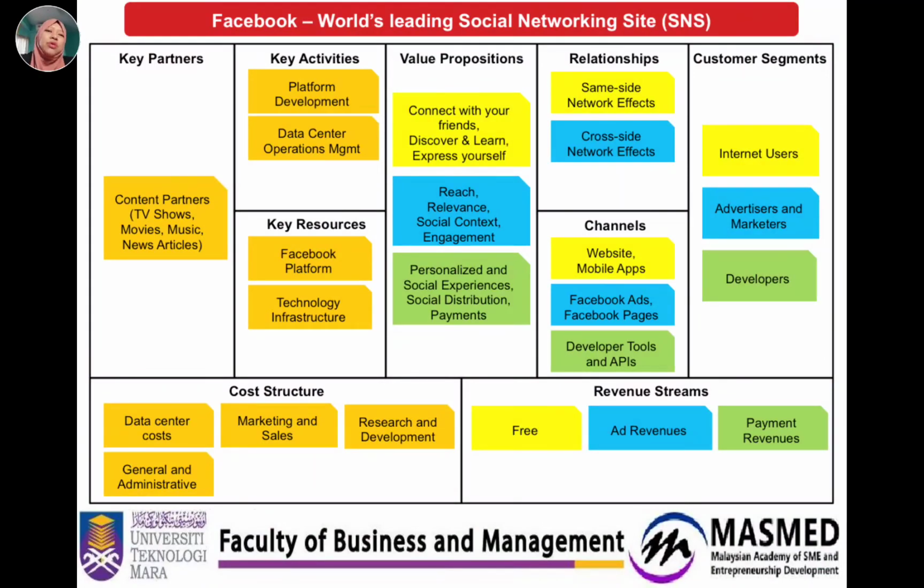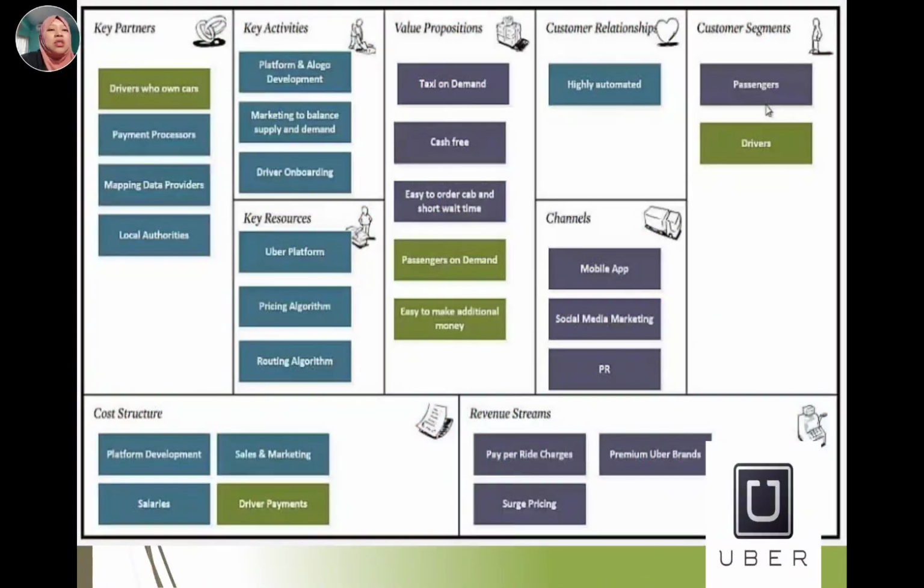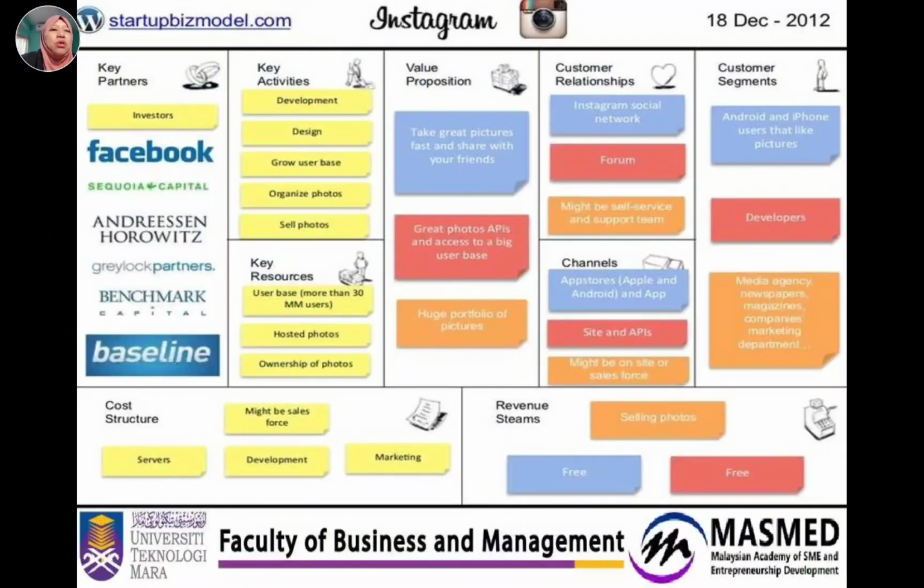All right, this is another example of doing a BMC. This is Facebook. The key partners: TV shows, movies, music, news articles, and key activities: platform development, and so on. You can read this example. The cost structure: what are the costs involved in the business. This is the Uber example. You can always read this one. This is a startup business model.